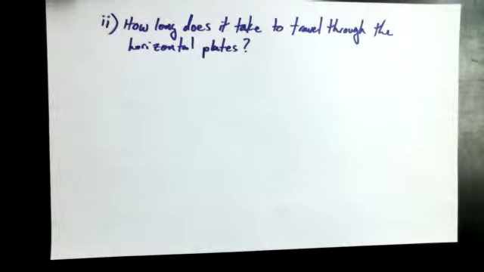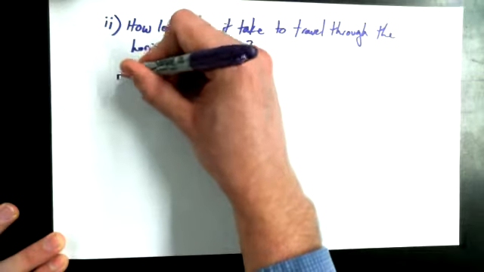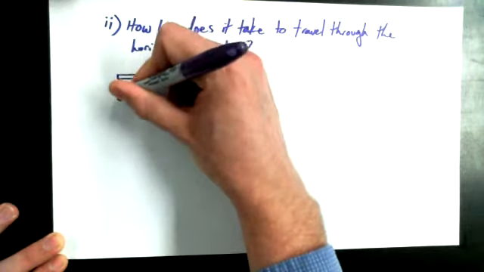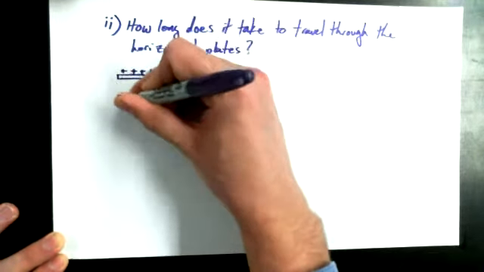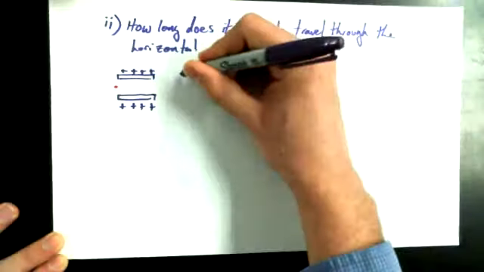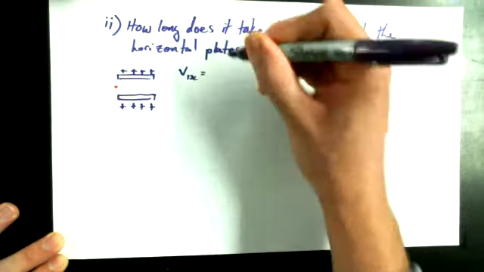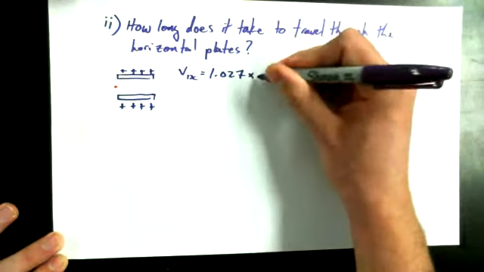I want to figure out how long it takes for this charge to travel through the plates. You don't have to rewrite the givens if you already have them written, but I will. We have these two charged plates, one positive, the other negative, and an electron being emitted between them with an initial velocity, v1x, of 1.027 times 10 to the power of 8 meters per second.